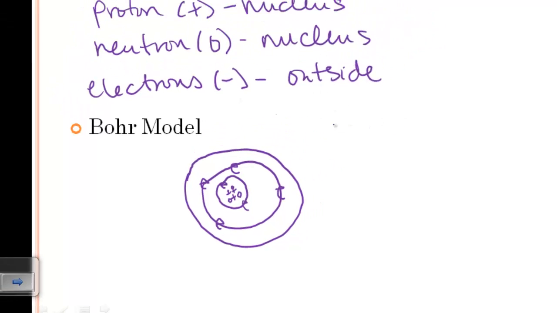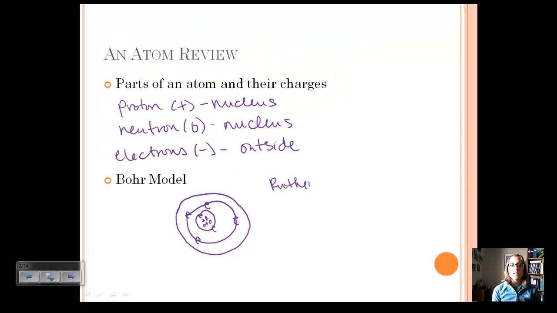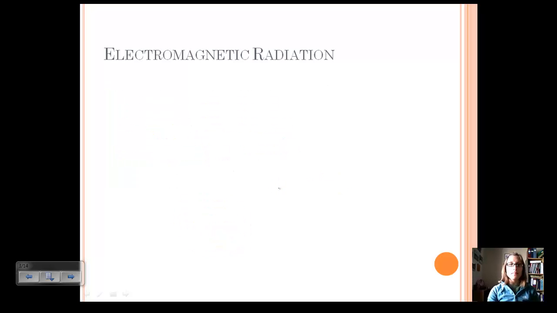From the Bohr model, we went to the Rutherford model. This was when we talked about the alpha particles and how he determined that the nucleus was made up of positive charges and the electrons were somewhere on the outside. But we don't really know a whole lot about where the electrons are located, and that's kind of what we're going to talk about in this chapter. What their function is, where they are, things like that.